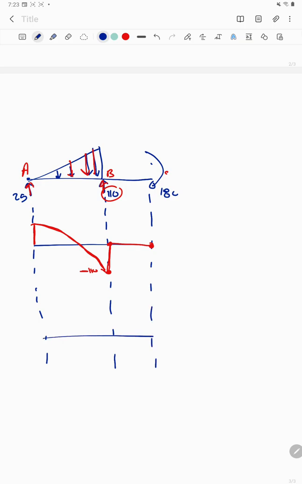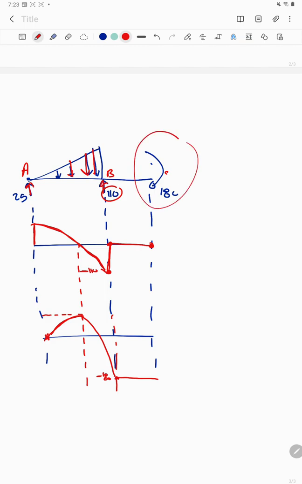Again, you remember at 0 the moment is 0, and at 9, how much was the moment? Negative 180. So we have negative, and at the point of zero shear we need the maximum moment. How much is this maximum moment? I need to find it, and then going down to this one is negative 180, and then it continues at 180 here. Then we have another 180 which is positive, then it makes it 0. Okay, so this is my drawing for the moment.